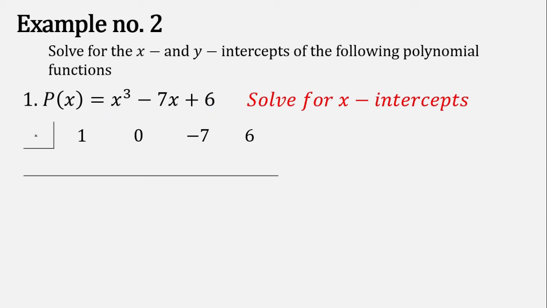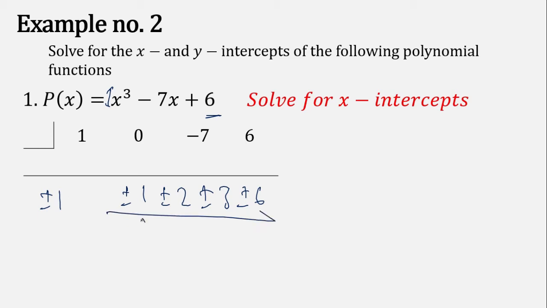So just go back to the rational zero theorem to get the list of all the possible roots of this polynomial. In this case, the factor of our leading coefficient is 1, so that's positive negative 1. And the factors of 6 are positive negative 1, positive negative 2, positive negative 3, and positive negative 6. Then divide this by this, positive negative 1. So the answer will be positive negative 1, 2, 3, and 6.